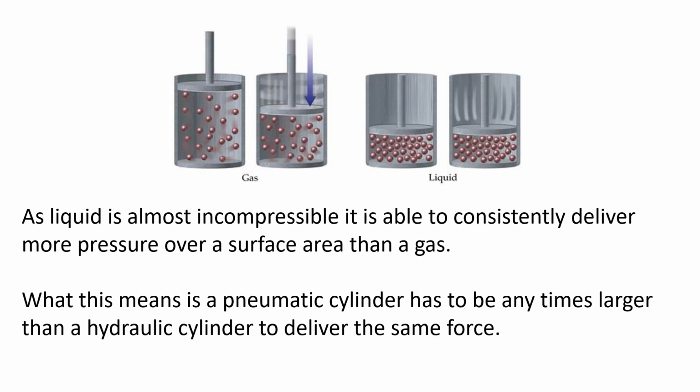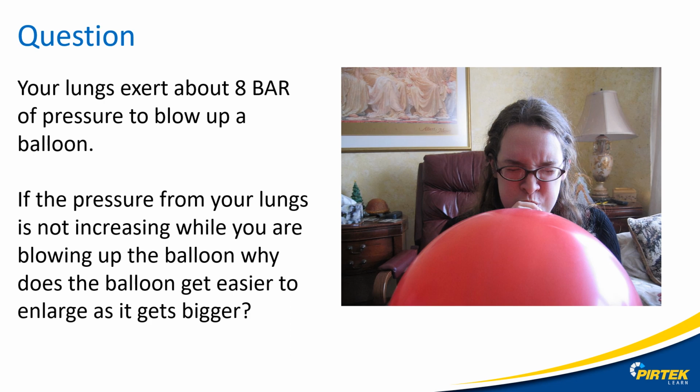Liquids are almost incompressible. This is why they're able to consistently deliver more pressure over a certain surface area than a gas. What that means is a pneumatic cylinder has to be many times larger than a hydraulic cylinder to deliver the same force. What is the relationship between piston diameter or surface area of a piston and force? And why is it so important in pneumatics and hydraulics? Let's look at a simple example.